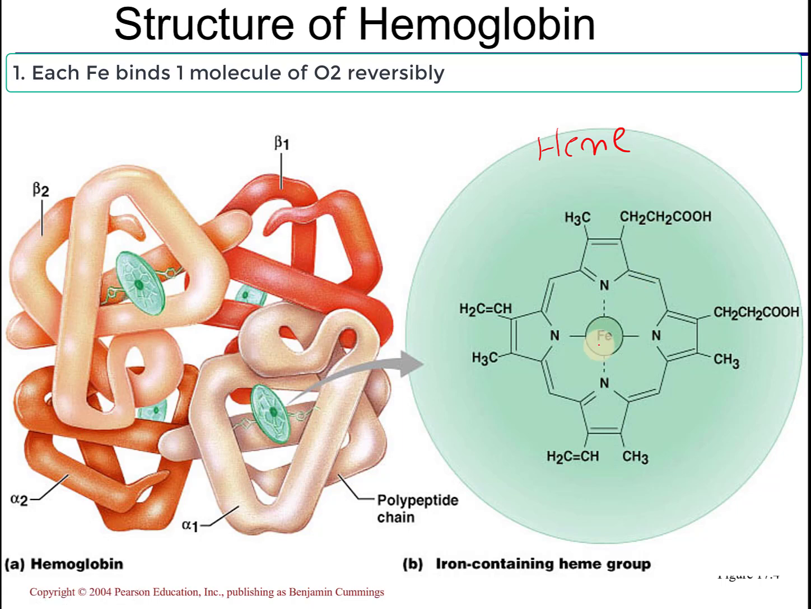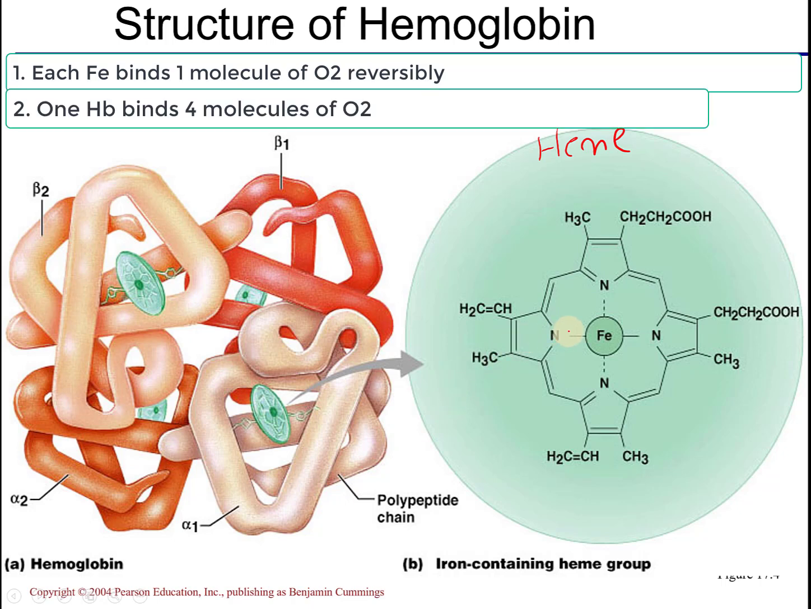So, how many molecules of oxygen does 1 hemoglobin molecule bind? Well, if you said 4, you would be right, because of course 1 oxygen binds to each heme, and we've got 1, 2, 3, 4 hemes in a hemoglobin. So 1 hemoglobin molecule binds 4 molecules of oxygen.